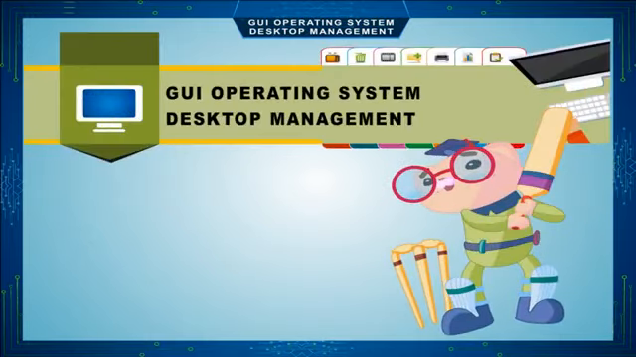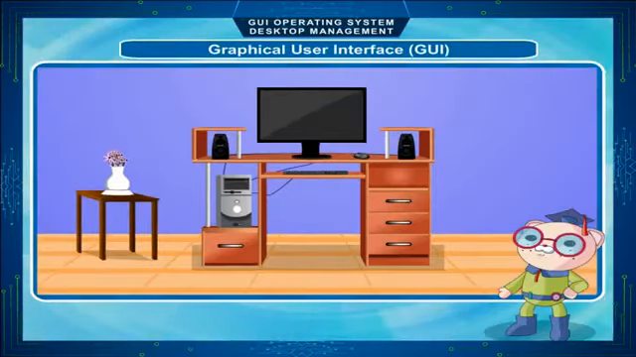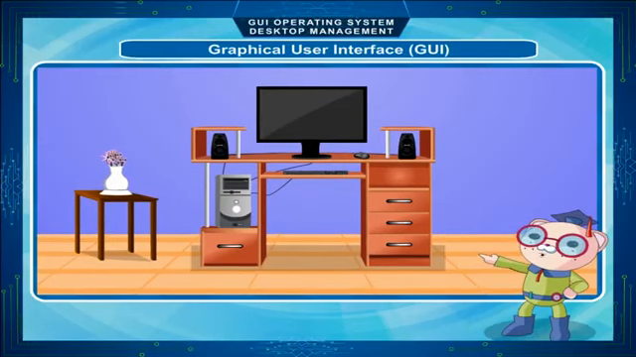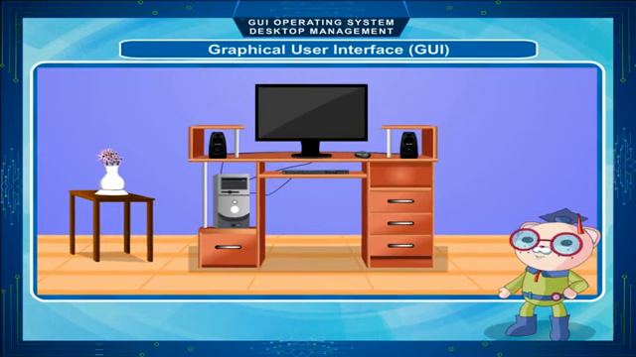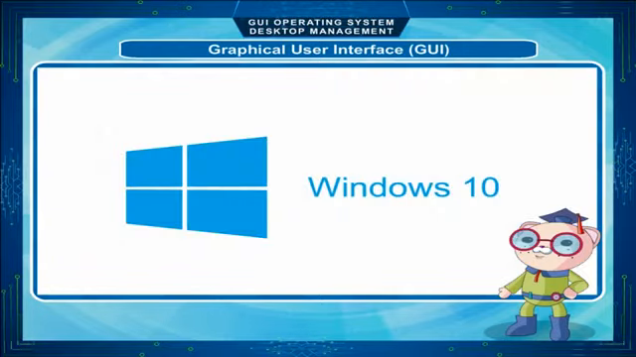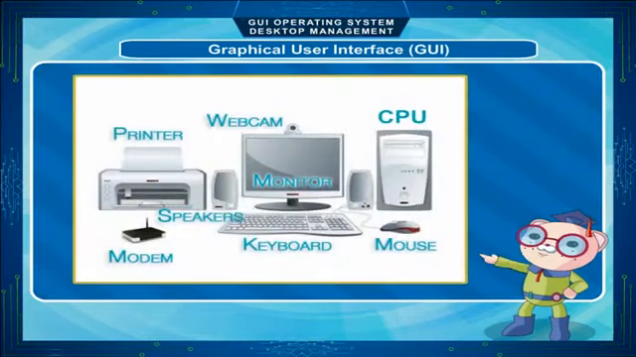GUI Operating System Desktop Management. Graphical User Interface, or GUI, is a type of user interface that allows users to interact with electronic devices through graphical icons and visual indicators. The GUI is familiar to most of us today in either the Mac or the Windows operating systems.